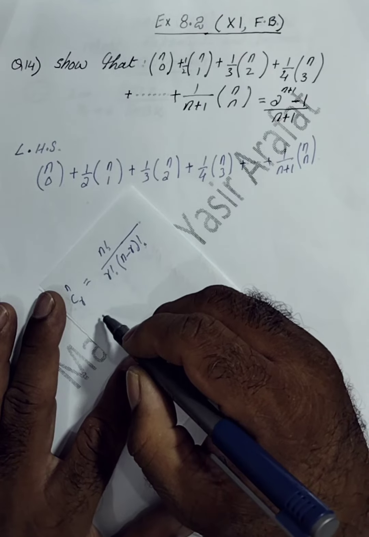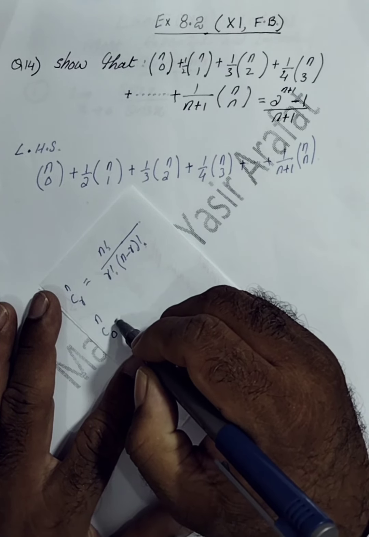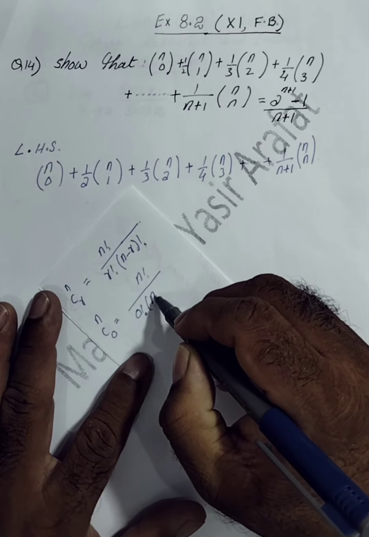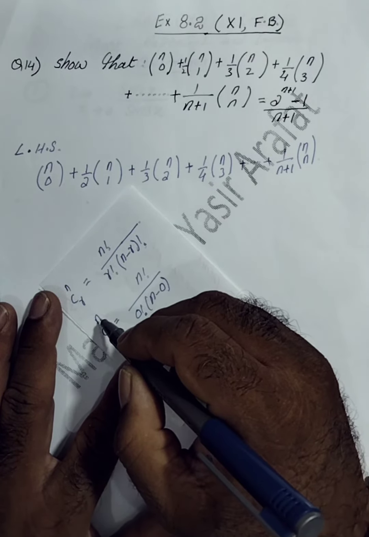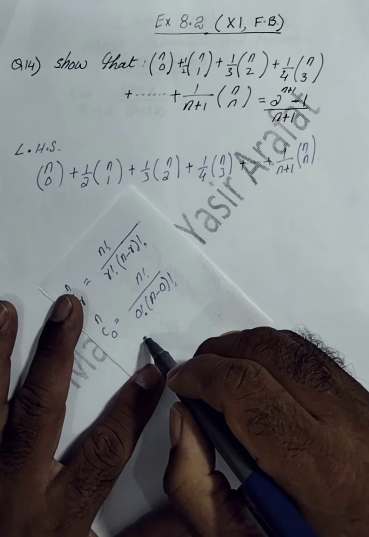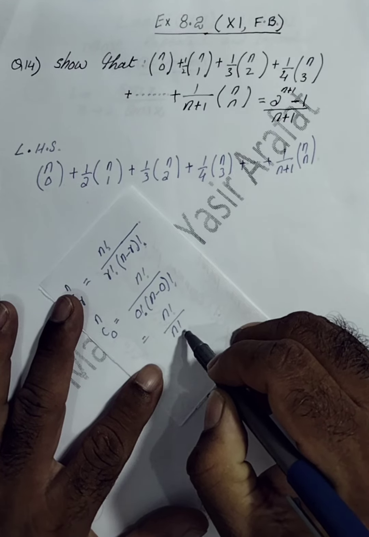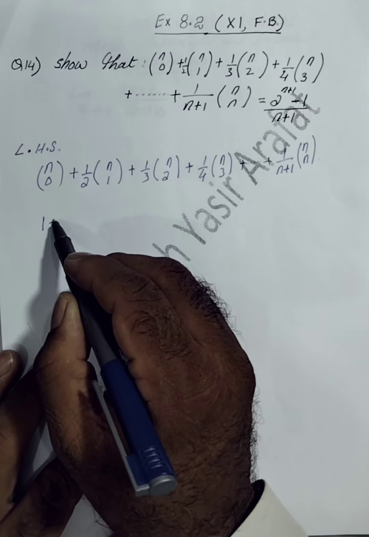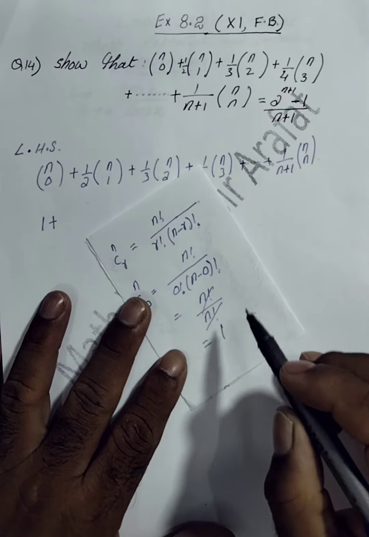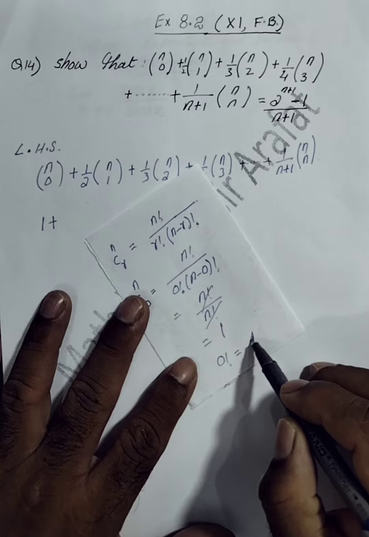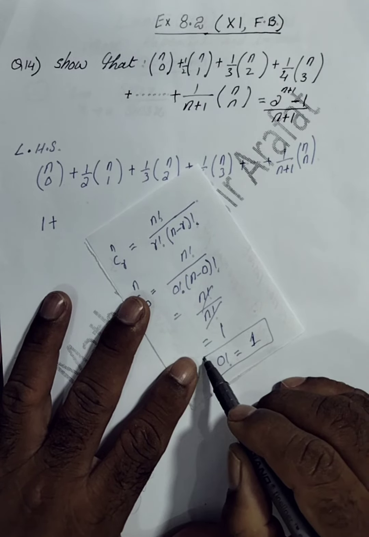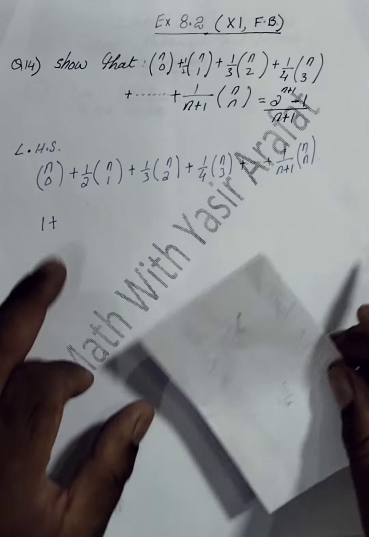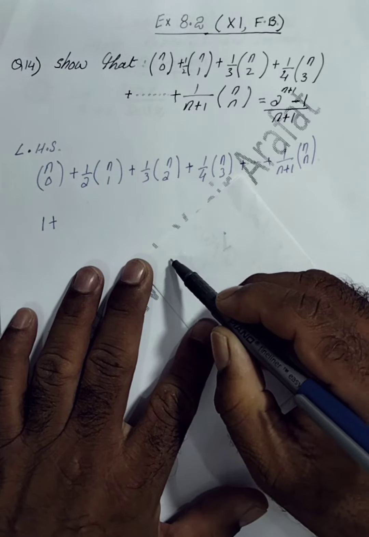So here this is nC0. It will be n factorial divided by 0 factorial and n minus 0 factorial. So this will be n factorial divided by n factorial, and it is equal to 1. That means nC0 will be equal to 1. Dear students, remember that 0 factorial is equal to 1. We have also proved this in my previous video. Well, now come to the next point here, that is 1 upon 2.